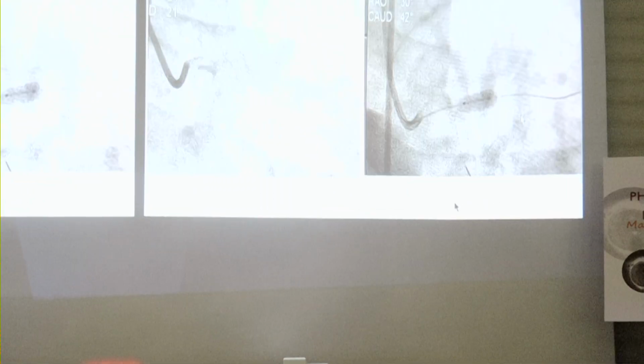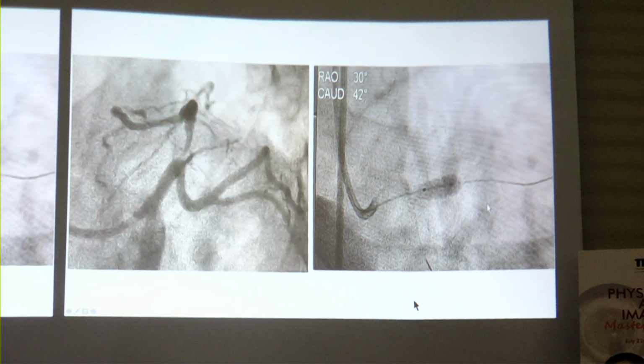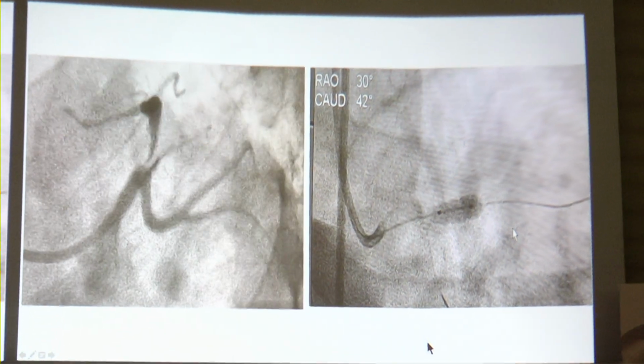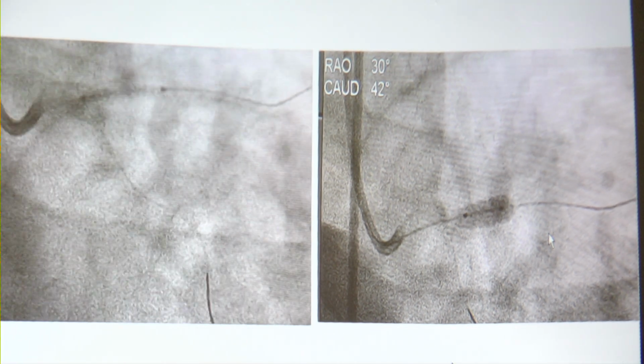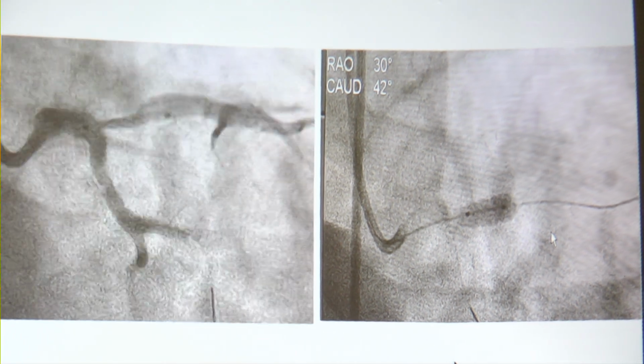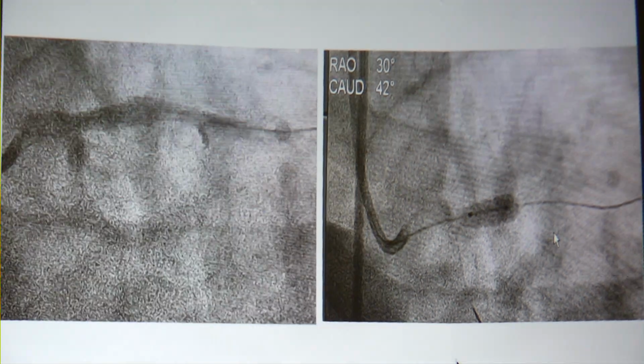So yesterday, sir showed us beautiful cases. So let me show you one case. This patient, a 65-year-old female, came to us with an anterior wall MI, with significantly diseased ostial LAD. The operator decided to nail the ostium. He placed, I think, a 3.5 by 15 stent, and he saw that the stent was underexpanded.